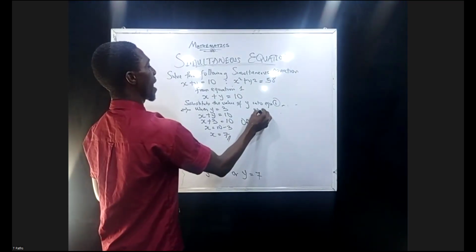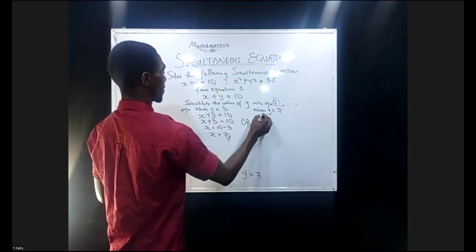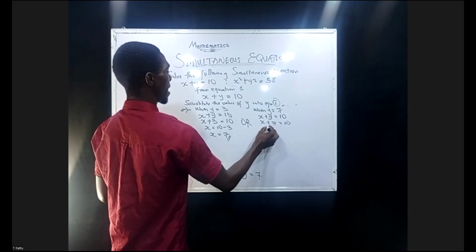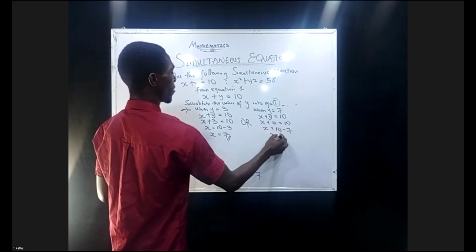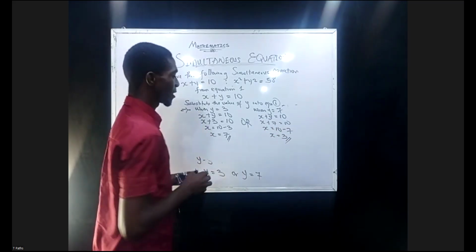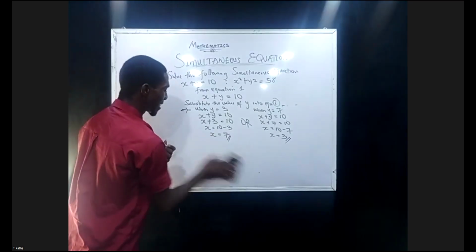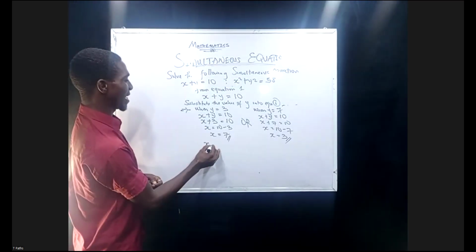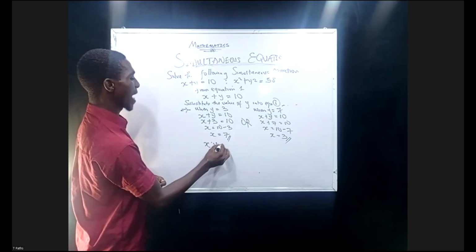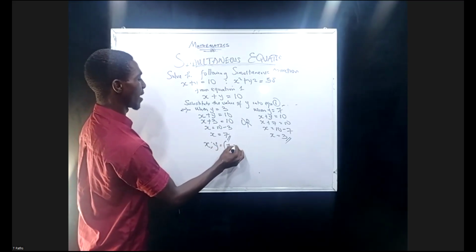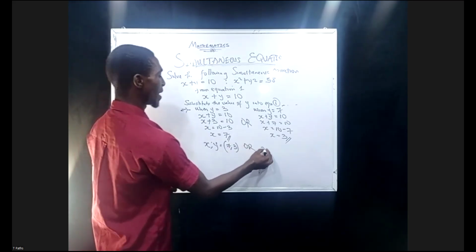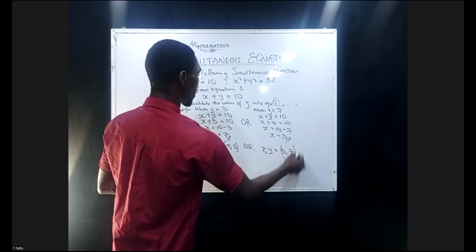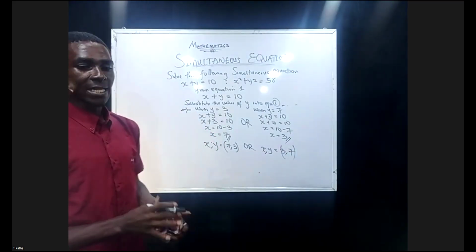Or when my y equals 7, x plus y equals 10. X plus 7 equals 10. X equals 10 minus 7. Then the value of my x is 3. So at this point, we have successfully given our answer to the simultaneous equation. This is how we write it out. When x is 7, y is 3, so I have 7, 3. Or when x is 3, y is 7, so 3, 7. So you can add this in your option. Then you pick the correct answer.